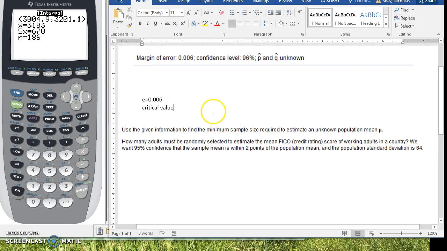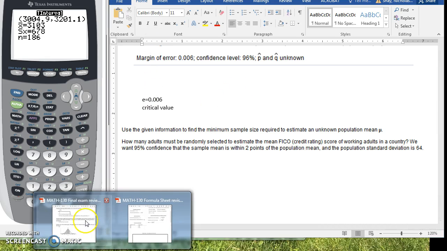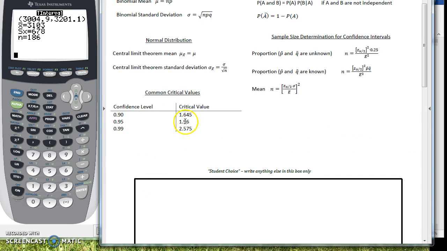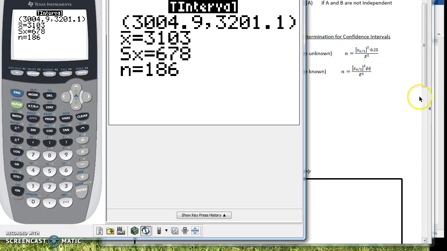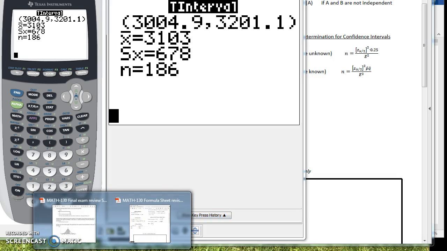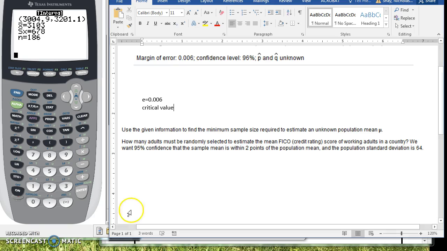All right, so let's say that this was 95%. If that was 95%, we would use a critical value of 1.96. Sorry, you won't see that. There'll be 90, 95, or 99 on anything we're going to see. So if we base this off of 95%, the critical value is 1.96, and this is on the formula sheet.